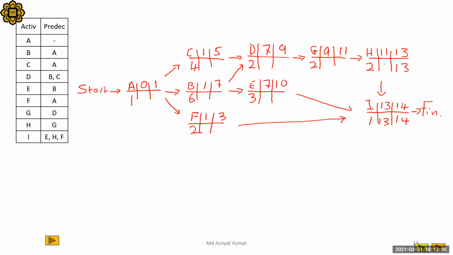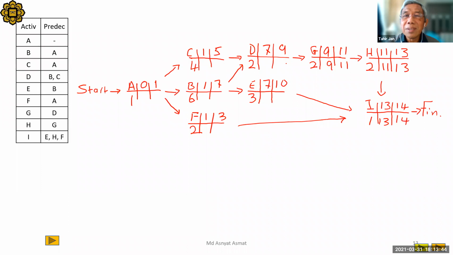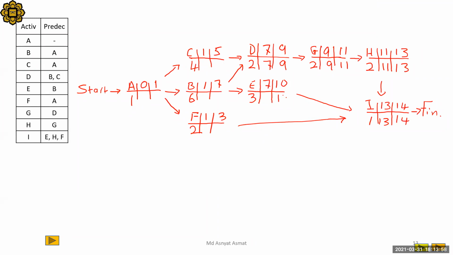13, 11. Now go to G: 11, 9. D: 9, 7. Now which one? E. E: 13, 13. G: 13, 10. Sorry, 13, 10.